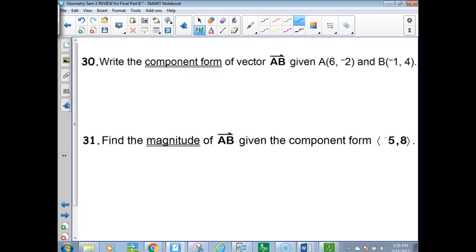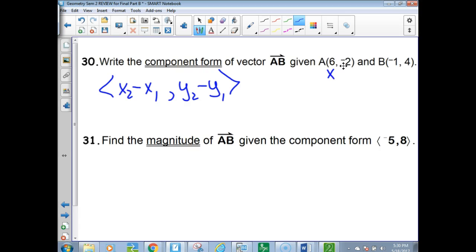Wanted to make sure that that was on there. Yes, it would be at the bottom left-hand portion of your formula sheet. It's component form. You take x2 minus x1, y2 minus y1. Now, your first point is the start of the vector.